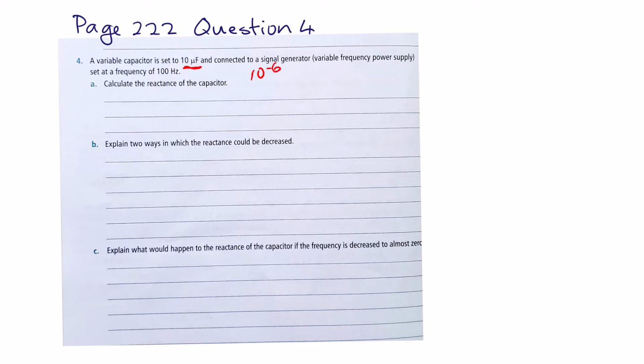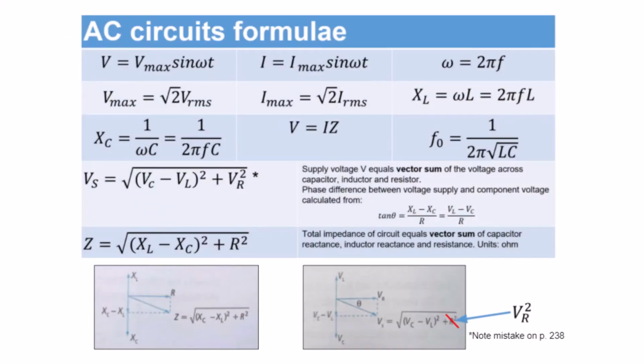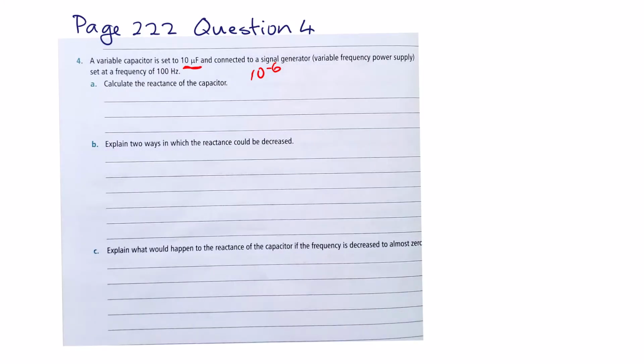And let's look at the formula for the reactance of a capacitor. We've got it over here. Reactance of a capacitor is equal to 1 divided by 2 pi fC. Remember, reactance is the impedance against the current flow due to the capacitor. So it's the equivalent of the resistance of a resistor. It's the capacitive reactance of a capacitor.